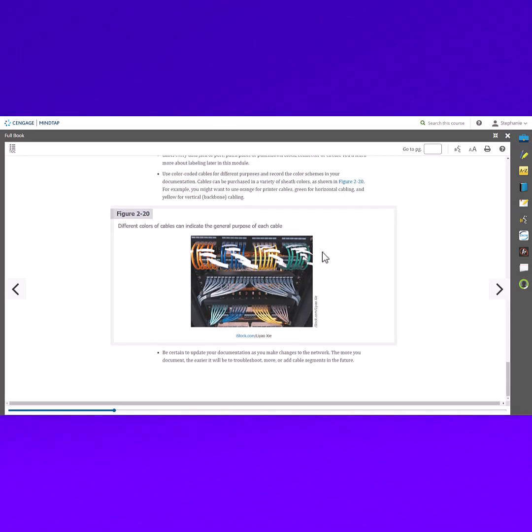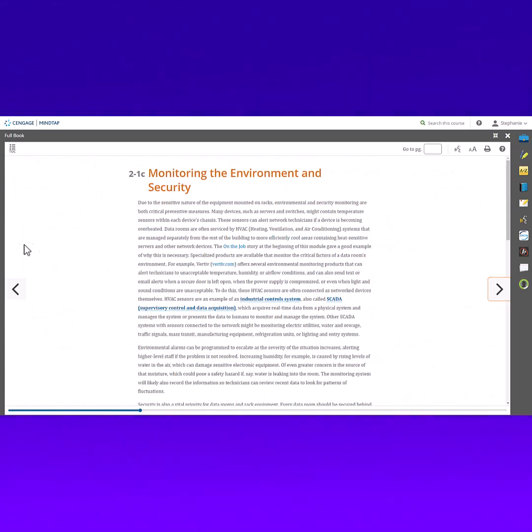And then each one of these will have a purpose. It would also be labeled here probably as well. And then monitoring the environment and security. So you always want to make sure that everything is safe.